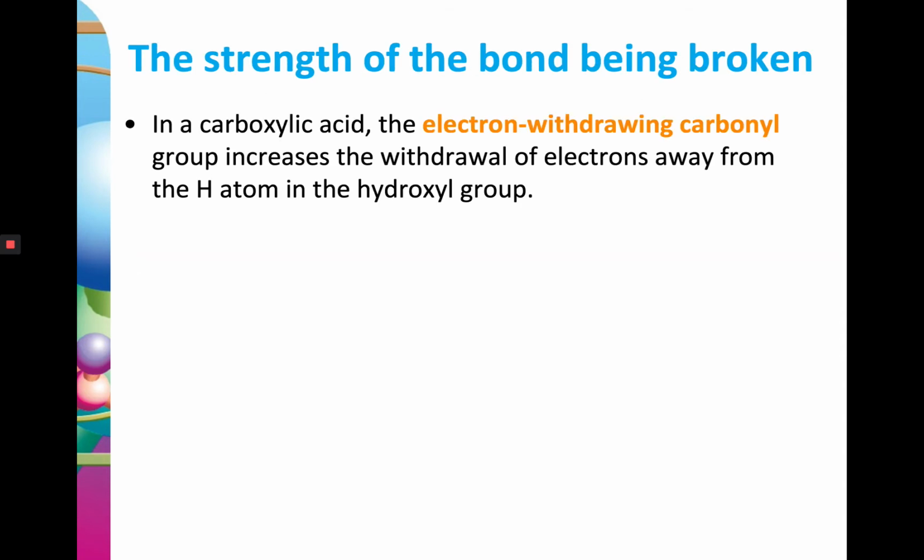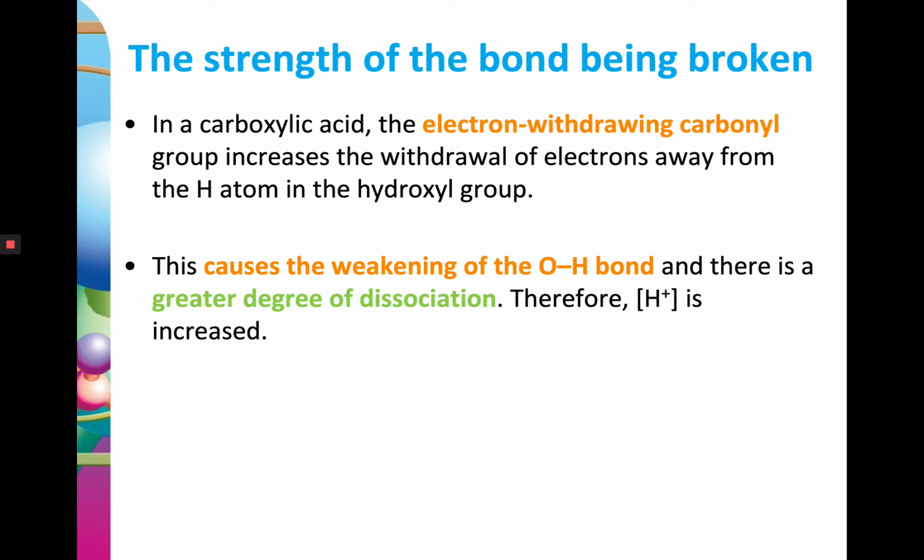So if we look at the carboxylic acid, if we consider what those structures were and think about what's the same and what's different about a carboxylic acid compared to an alcohol, it's that we've got that electron withdrawing carbonyl group. And that carbonyl group is going to withdraw electrons away from the H atom in the hydroxyl group. The consequence of that is it's going to weaken the OH bond. And therefore, if it's a weaker bond, then it's easier to break. So you're going to have a greater degree of dissociation, and therefore the concentration of hydrogen ions is going to be greater.